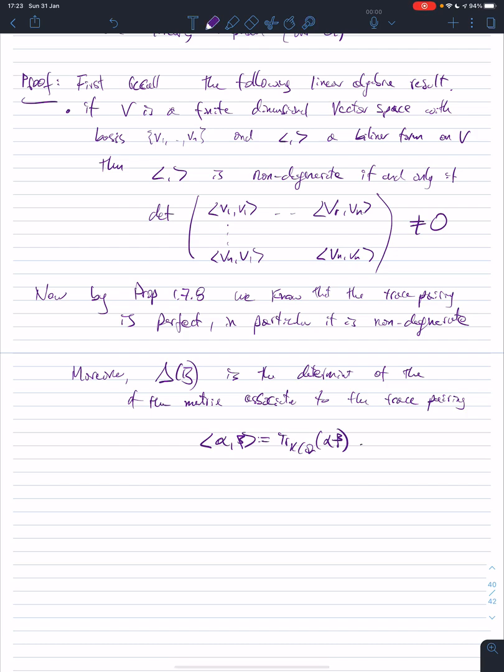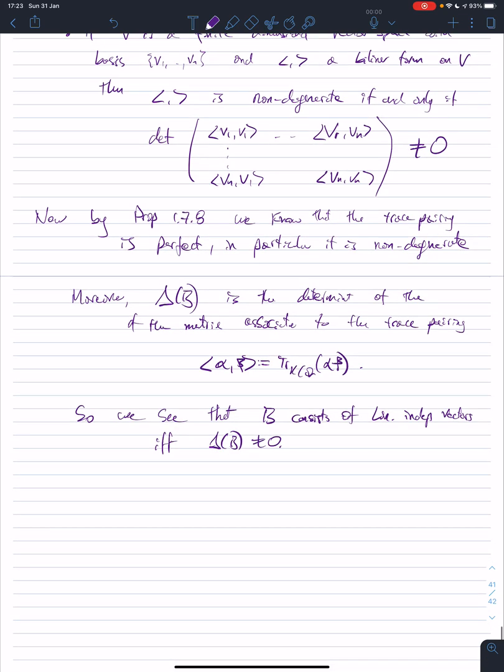So we see that B consists of linearly independent vectors if and only if the discriminant is different from 0. Great. So this is relatively simple, but in a good way, to check if you have some set of elements which is linearly independent, which is great because when we're trying to find bases, one of the things we need to check is that they're linearly independent, the other one being that we have to span. So this is half the question sorted.